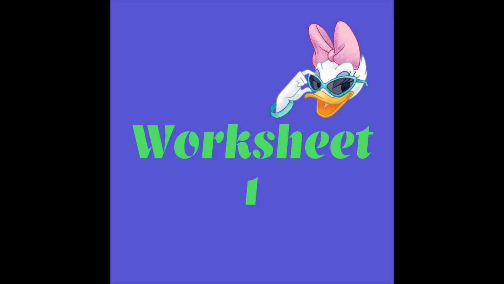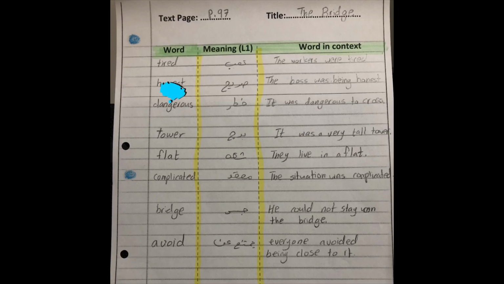So let's have a look at some of the worksheets that I use with my students. Worksheet number 1. Whenever students are introduced to a new text, they are given this worksheet, and over here they write the page number of the text. Here they write the title of the text. Here they write the new word or term that they have learned. Here students write the meaning of the new word that they were introduced to in their first language. And this is very important because when students learn English as a foreign language, it's very important that they know what it means in their own language as well.